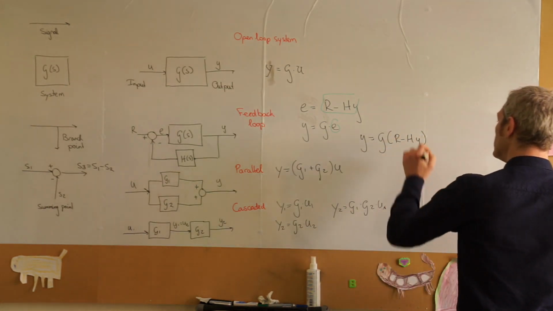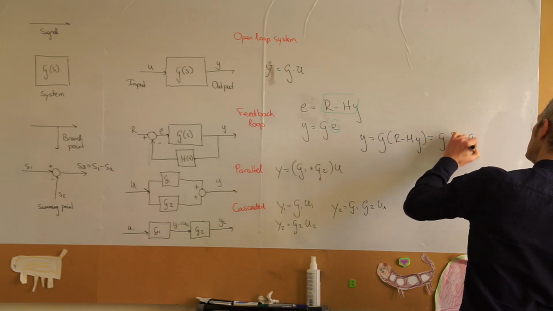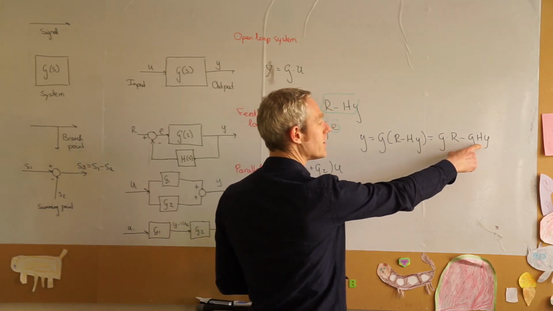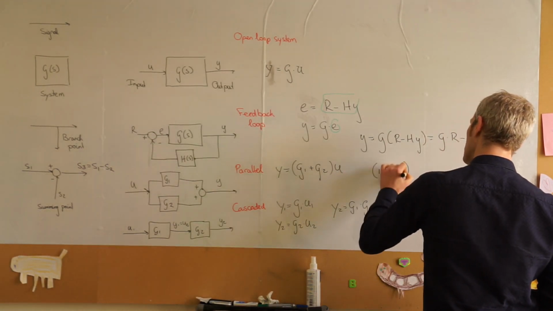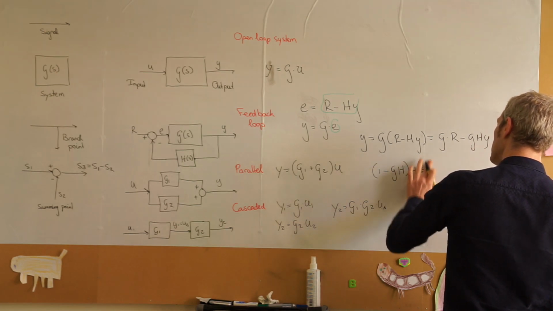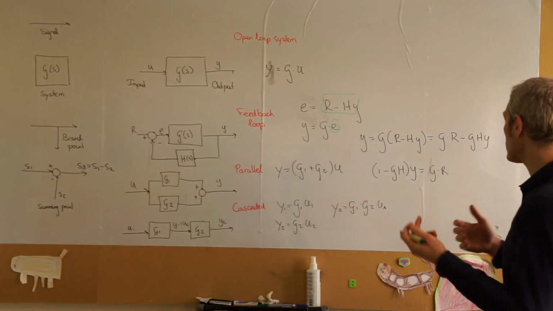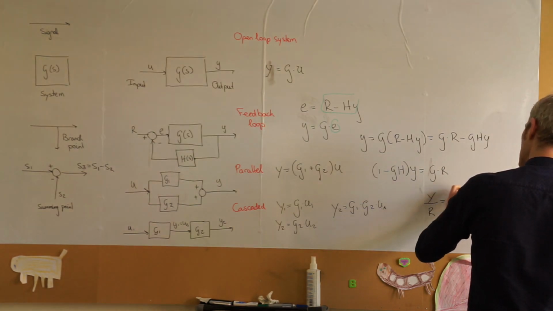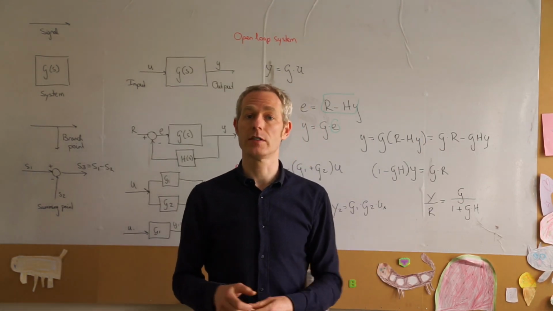I can separate this out, is equal to G times R minus G times H times Y. I will now transfer this term GHY to the other side, and I find that 1 plus G times H times Y is equal to G times R. And now if I want the transfer function Y over R, I find that this is equal to G divided by 1 plus G times H. And I've omitted the S's, but we know that these are all functions in the S domain.